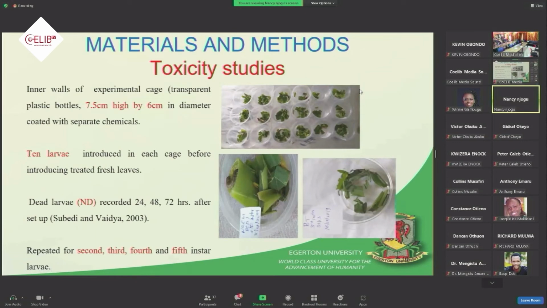For the toxicity study, that was the first efficacy study which I was doing. My main aim was to find out the time it would take the 2nd, 3rd, 4th, and 5th instar larvae to be controlled by the different biopesticides. So I coated my experimental containers with each chemical. These containers were 7.5 centimeters high and 6 centimeters wide. Then I introduced 10 larvae in each cage before introducing treated fresh leaves.